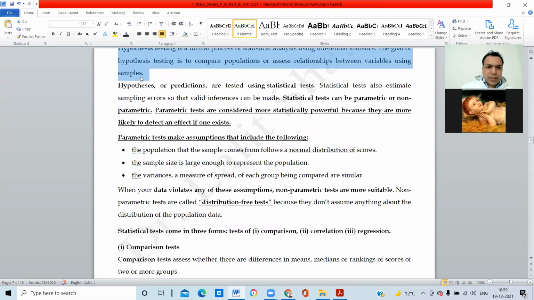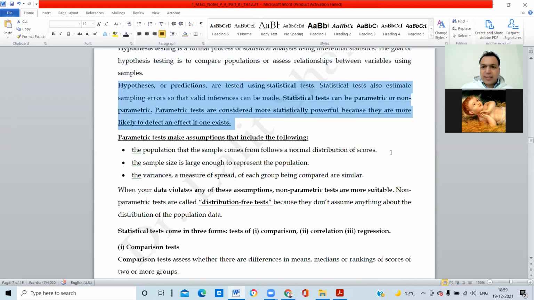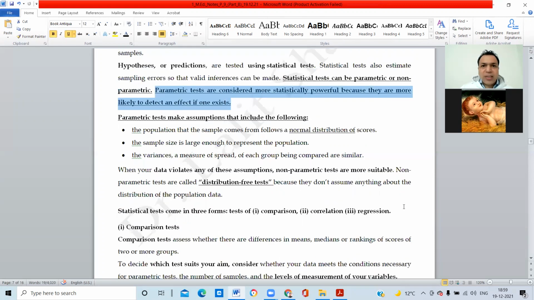Hypotheses or predictions are tested using statistical tests. Statistical tests also estimate sampling errors so that valid inferences can be made. Statistical tests can be parametric or non-parametric. This is important, right? Statistical tests are the parametric and non-parametric tests. Here you have to understand that parametric tests are considered more statistically powerful because they are more likely to detect an effect if one exists.